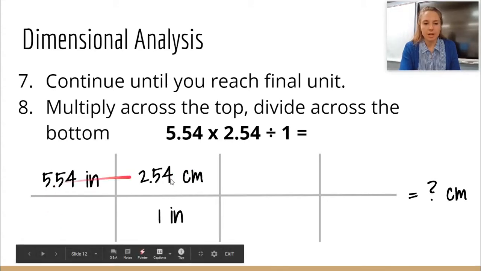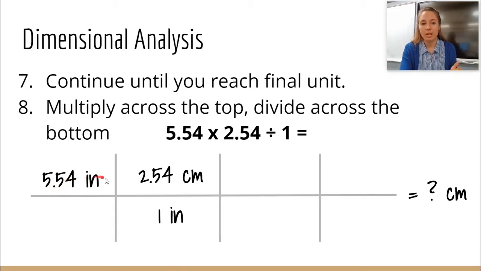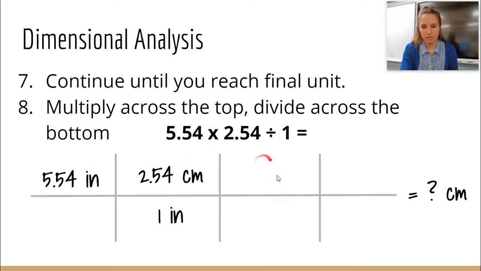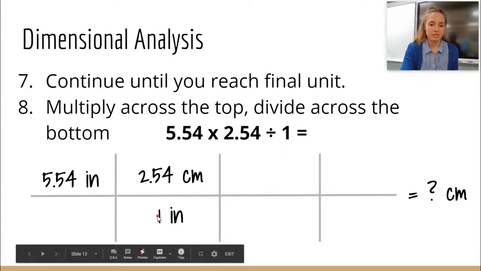So if I have what's on the screen, I would plug it into my calculator as 5.54 times 2.54 equals, and then divided by 1. If there were other values in here, I would do 5.54 times 2.54 times whatever numbers in this box, times whatever numbers in this box, equals, and then divided by 1, divided by whatever numbers in this box, divided by whatever numbers in this box, equals my answer.